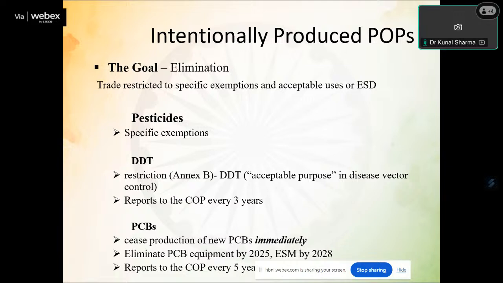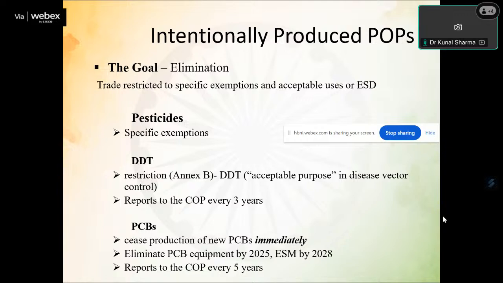Now, when we talk about intentionally produced POPs, the goal is elimination. So we have to eliminate this particular thing. Trade is restricted to specific exemptions and acceptable uses. Pesticides have some specific exemptions. For DDT restrictions, there is an Annex B, and DDT is acceptable for the purpose of disease vector control, with reports to the COP every 3 years. And in the case of PCBs, we have to focus upon ceasing production of new PCBs. COP basically stands for Conference of Parties, wherein all the parties discuss treaties and how to focus upon all these parts.